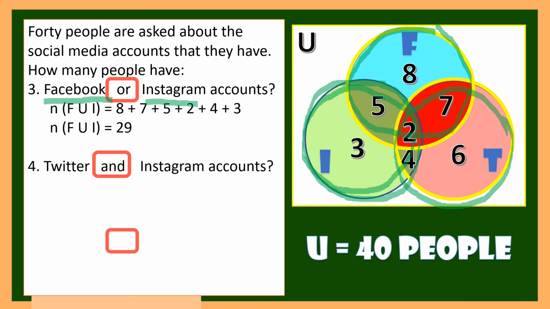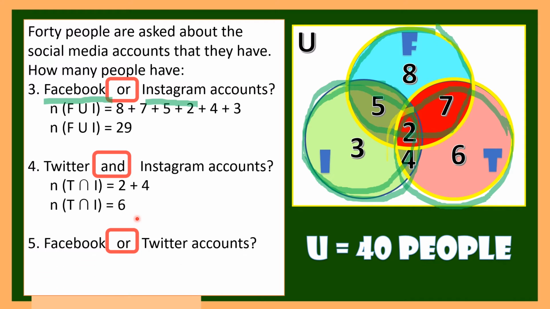So, asan ba yung intersection nila? Ito po. Ito po ang kanilang intersection. Ayan. So, intersection lang ni Twitter and Instagram. So, kung kukunin natin ang intersection ni Twitter and Instagram, we only have 2 and 4. So, simply, the final answer is 6. Or, the students have Twitter and Instagram accounts is simply 6 participants.